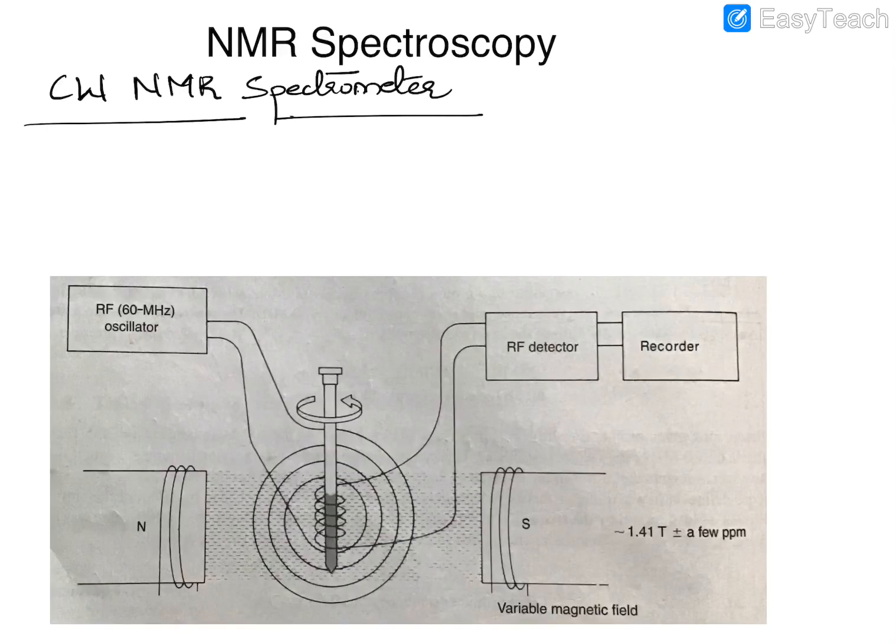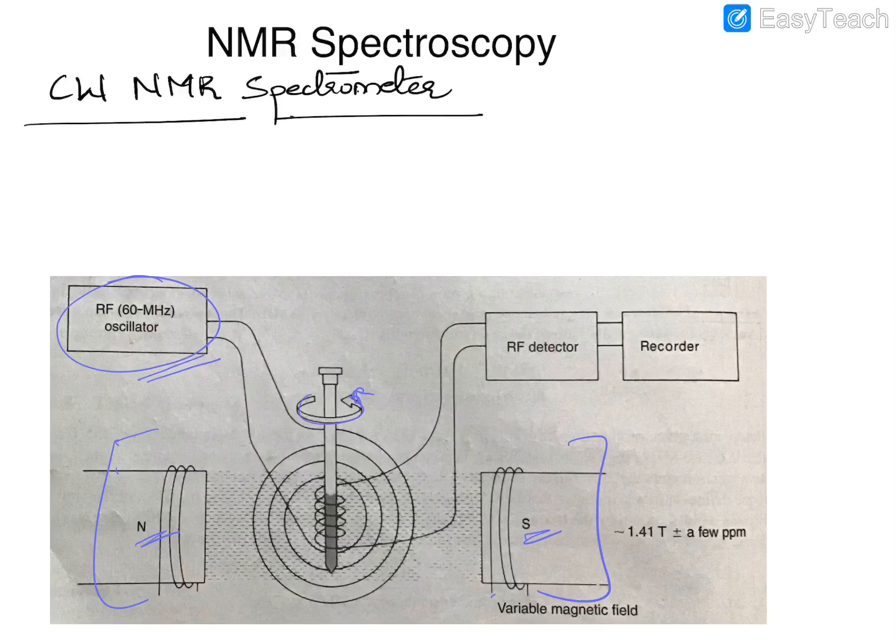This is a typical block diagram of a continuous wave NMR spectrometer, and it's called so because there is a radio frequency oscillator source that provides a 60 megahertz or some constant radio frequency radiation to the sample, and then it moves on to the RF detector, which helps in understanding whether there is an absorption that has taken place or not. And this sample, which is spun for reasons we'll come to, is kept under the influence of a magnetic field, whose north and south poles are designated.